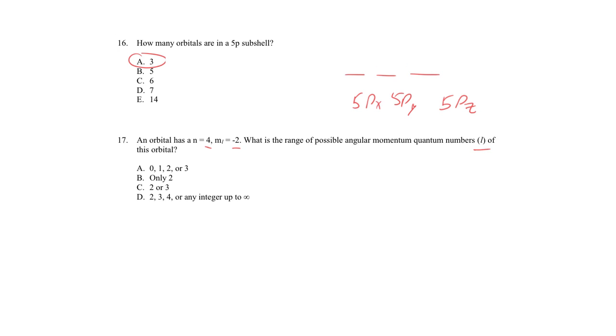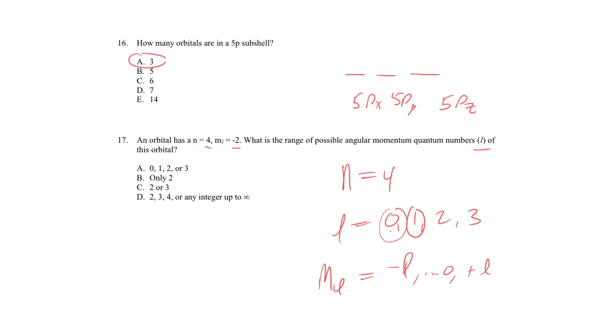An orbital has an n of 4, m sub l of minus 2. What are the possible values of l? Well, when n is 4, l could be equal to 0, 1, 2, or 3. Now the range of m sub l is from minus l to 0 to plus l. So the only value of m sub l for 0 is 0. The only range for 1 is minus 1, 0, and 1. And so only 2 or 3 could have an m sub l of minus 2. And so this could be a 4d or a 4f subshell. So it could be l of 2 or 3.